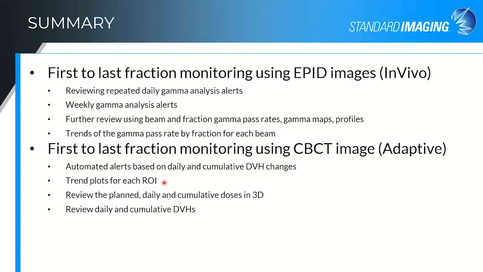To go deeper, you can go in and look at the trend plots for each ROI. You can review as well the planned, daily, and cumulative doses in 3D and the daily and cumulative DVHs, but primarily you depend in both of these cases on your automatic alerts to know when to look deeper into your plan.